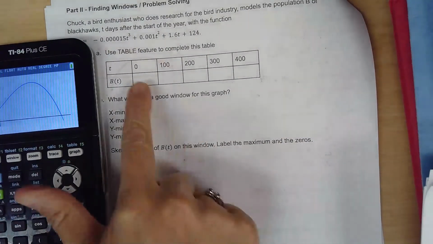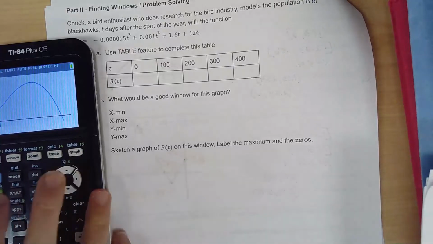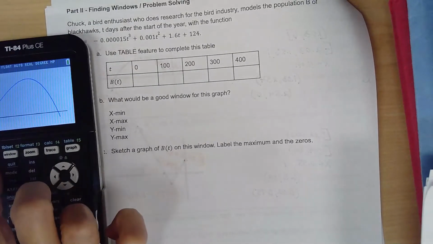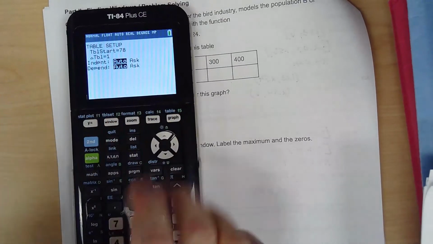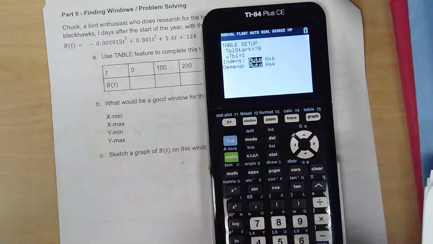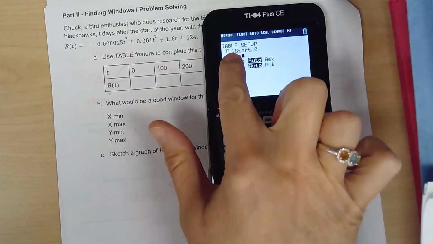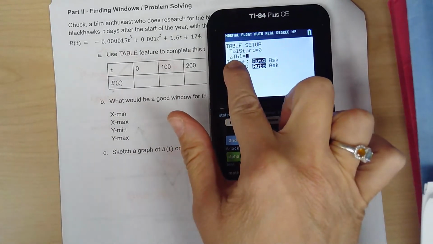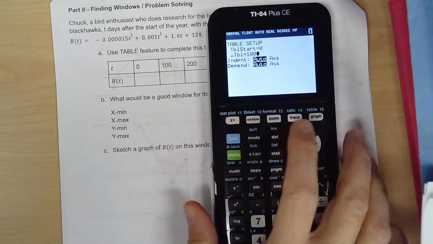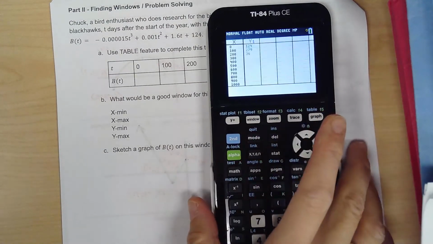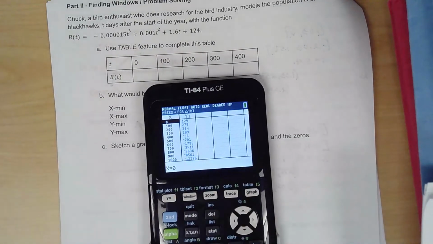All right, so the next thing I want to do is fill in the table. I'm going to show you a way to fill in the table. So if you go to your second window, it looks like our table is starting at 0, and we're increasing by 100. See where it says that little triangle and PBL? I'm going to put in 100, and now to get to your table, hit second graph. So now enter in the values that we found.